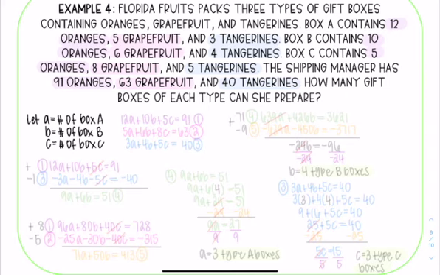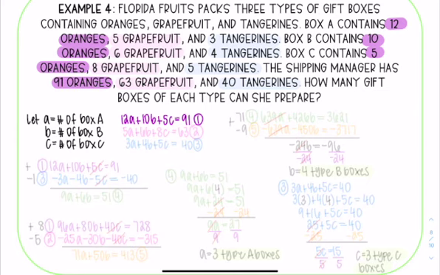So for our first equation, we have 12 oranges. We have 10 oranges. We have 5 oranges. And we have a total of 91 oranges. So let's go ahead and write that equation down first. So 12 in box A plus 10 in box B plus 5 in box C for a total of 91 oranges.